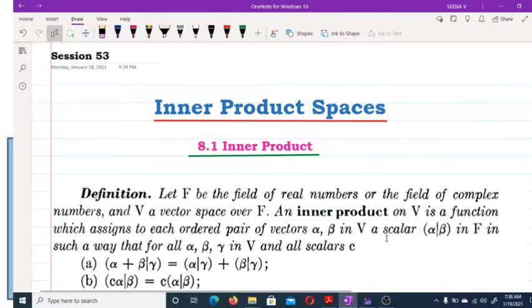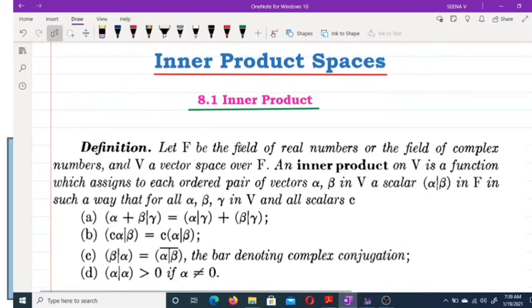Hi, good morning. Today we are going to start our next chapter, Chapter 8, Inner Product Spaces. This is our third module, and here the first section is Inner Product and the second section is Inner Product Spaces. This is one of the most important parts, and you will continue these results in your third semester functional analysis. So, what do you mean by an inner product?